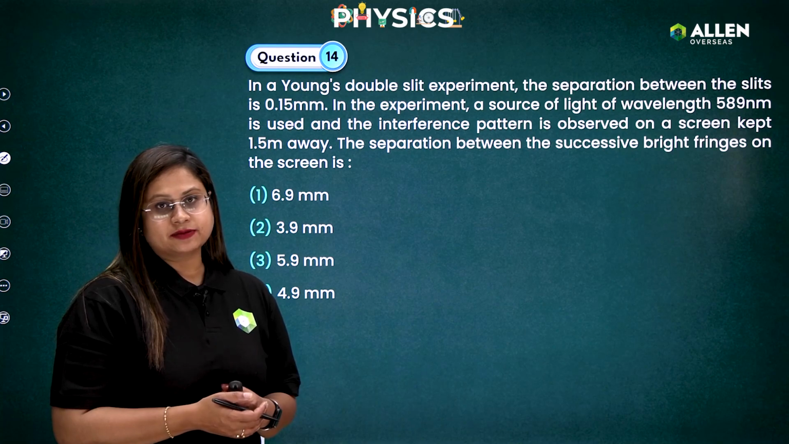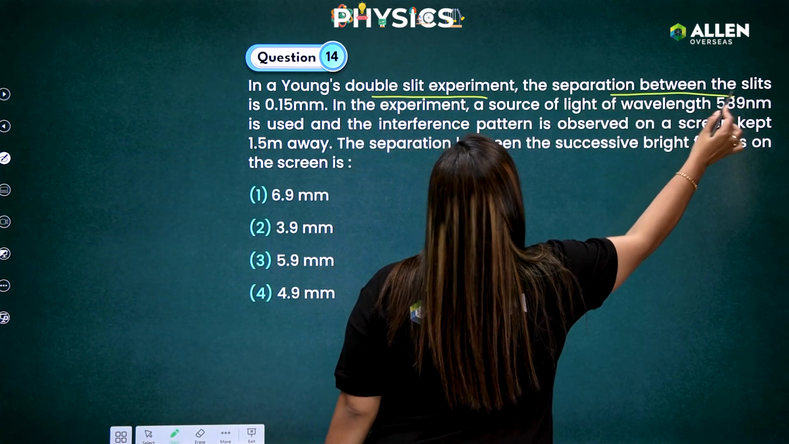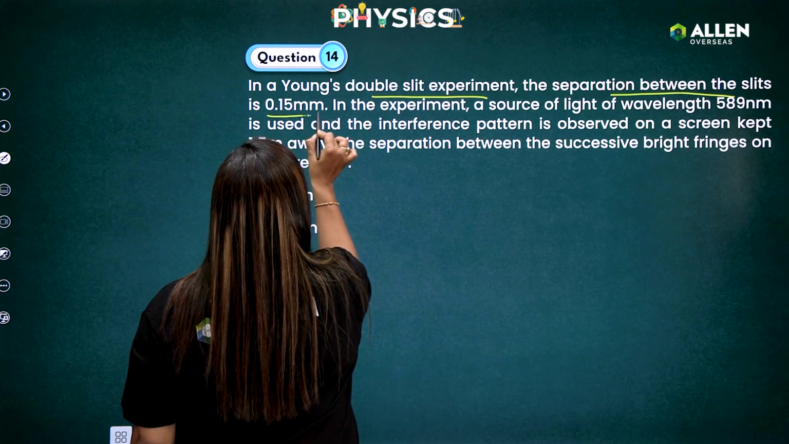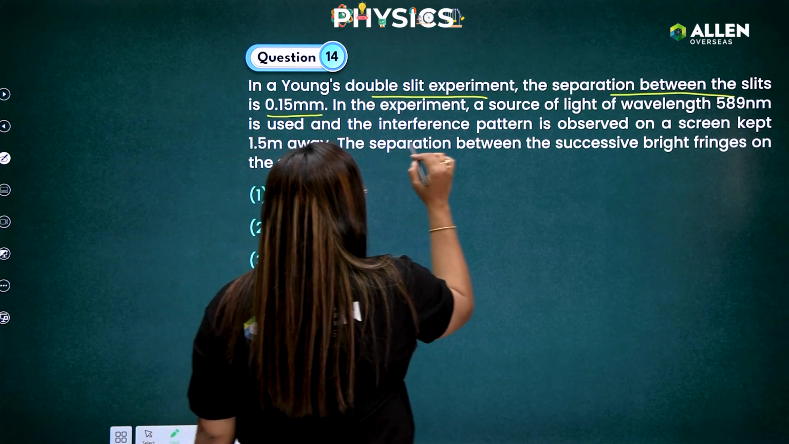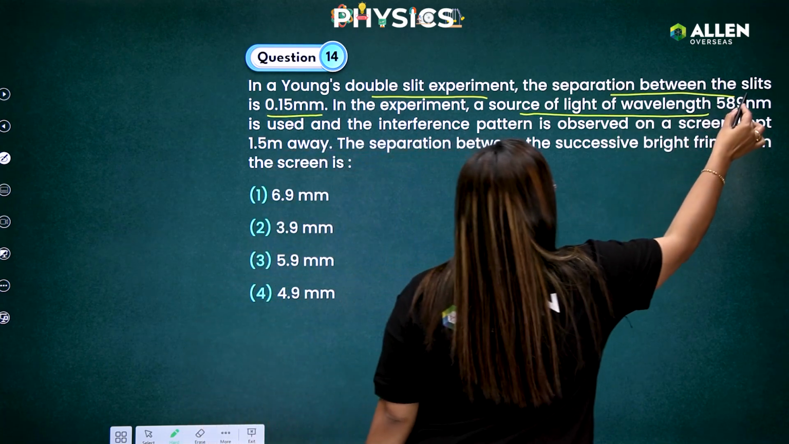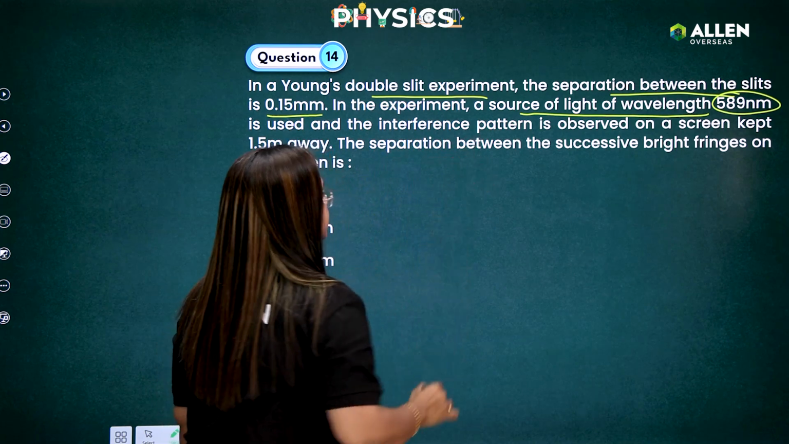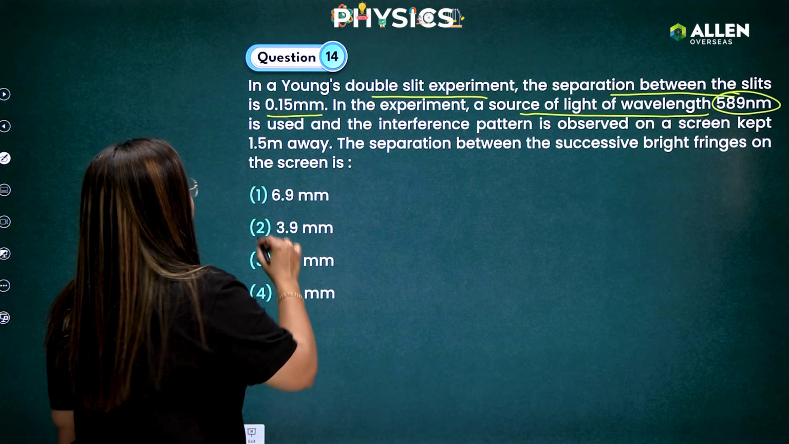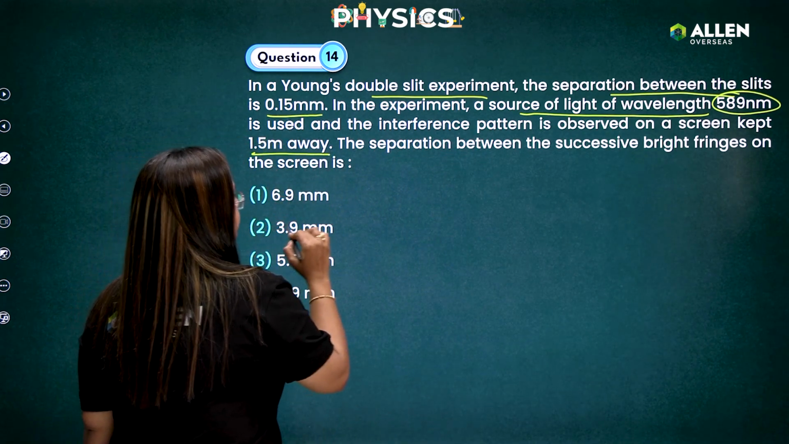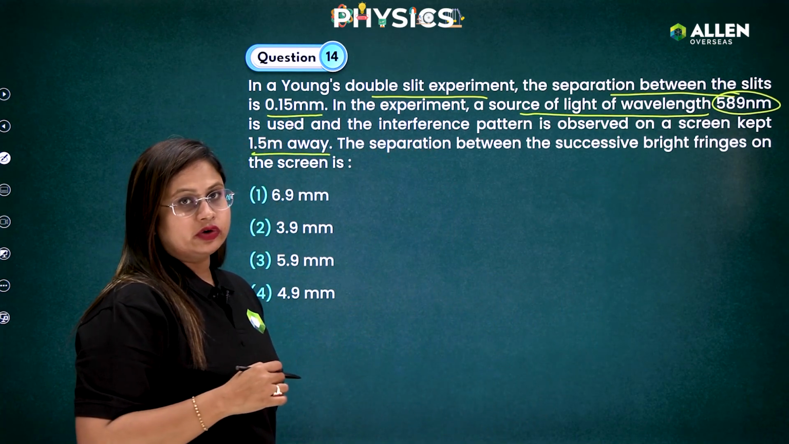In this question it has been given that in Young's double slit experiment the separation between the slits is 0.15 millimeter. In the experiment a source of light of wavelength 589 nanometer is used and the interference pattern is observed on a screen kept 1.5 meter away. The separation between the successive bright fringes on the screen we are required to find out.